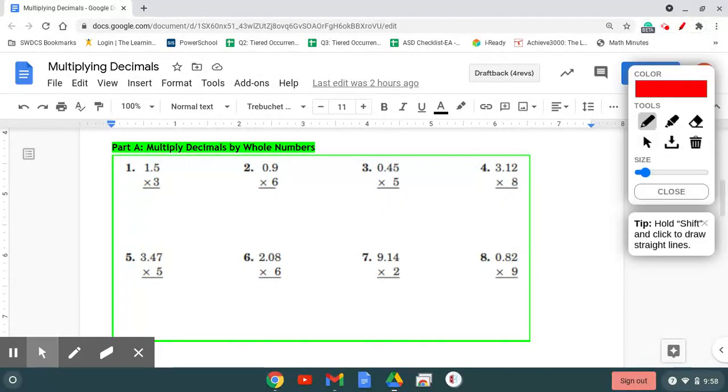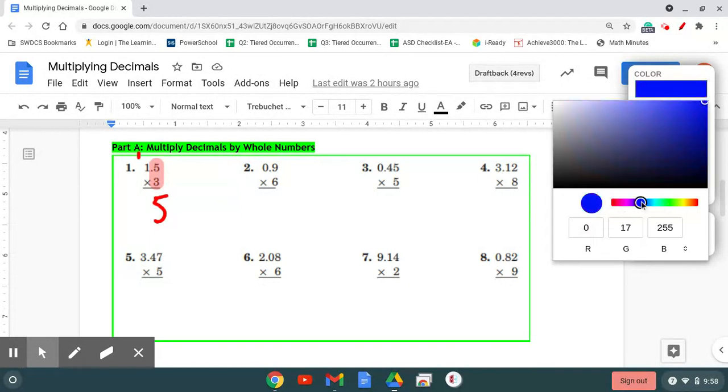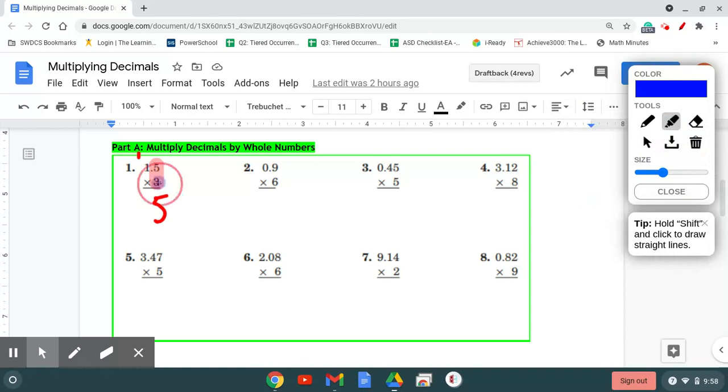All right, number 1 says 1.5 times 3. Well, to multiply decimals, it's the same as multiplying other numbers. You go down first. So 5 times 3 is 15. Carry your 1. And then the next step is you need to go sideways or diagonally. So now we are going to go 3 times 1. So what is 3 times 1? 3 times 1 is 3, plus 1 is 4.